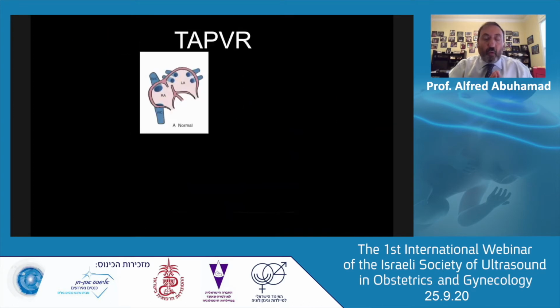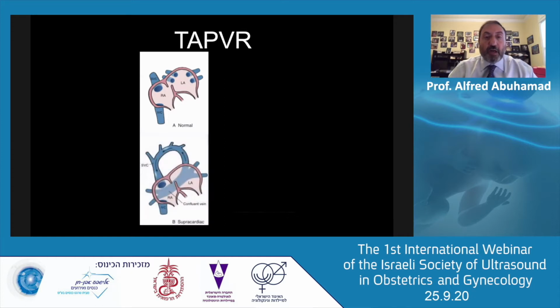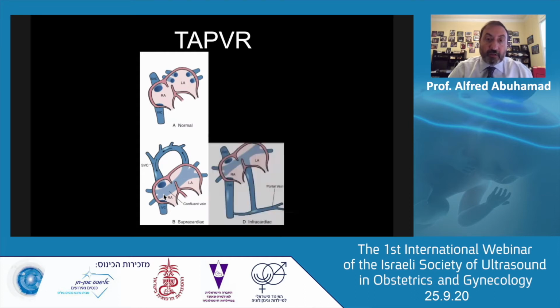Now, why is this an important region? First, the normal anatomy, as I showed, involves the 4 pulmonary veins draining into the left atrium. In total anomalous venous return, the most common type is the supracardiac type. Here you have the 4 pulmonary veins draining into a confluent vein that sits right behind the left atrium. And then a vertical vein takes the blood up to the brachiocephalic vein to come back through the superior vena cava to the right side of the heart. And that is the most common total anomalous venous return.